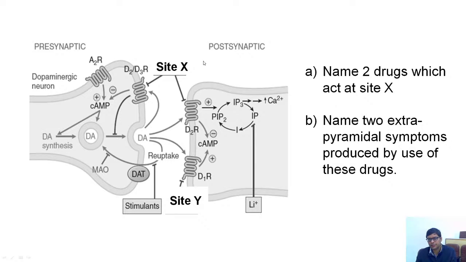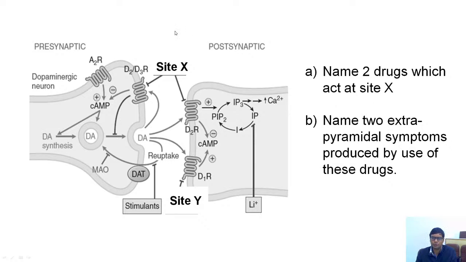So these are used as typical antipsychotics as well as antiemetics, and there are some certain other indications as well, like they are used in several other psychiatric illnesses. They are used sometimes as sedative also. So you just need to mention the two drugs which act at site X.